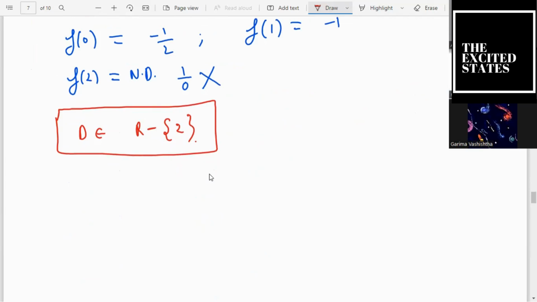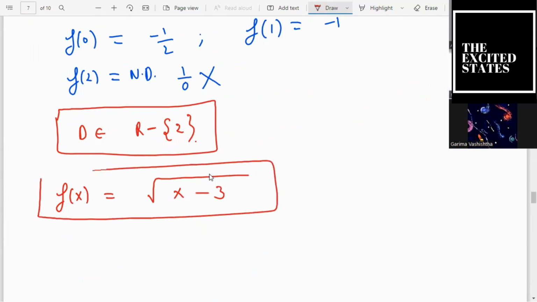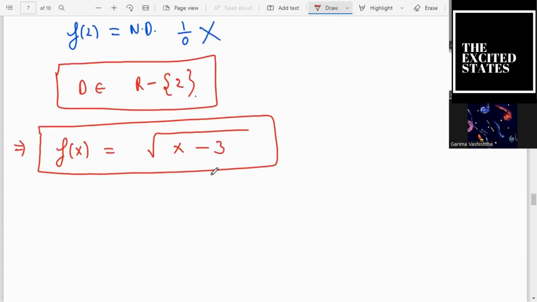Okay, so I am giving you a function f of x is equal to square root of x minus 3. Can you tell me the domain of this function? Can you try that? Let me just give you a hint. In the square root, a negative number is not allowed. So can you tell me the domain of this function?